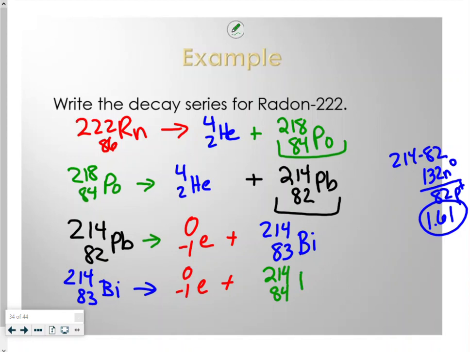Okay, Po. You can also go over here and check your neutron to proton. 214 minus 84 gives us 130 neutrons over 84 protons. What do we get there? This is 1.54. Still not there yet. Let's keep going.